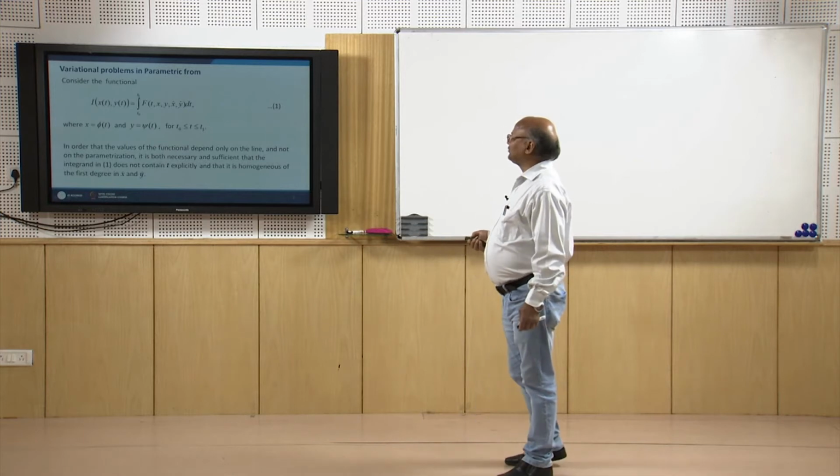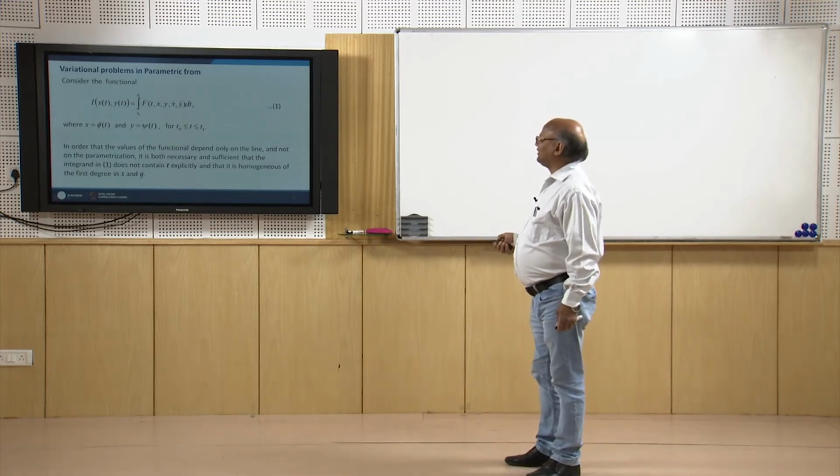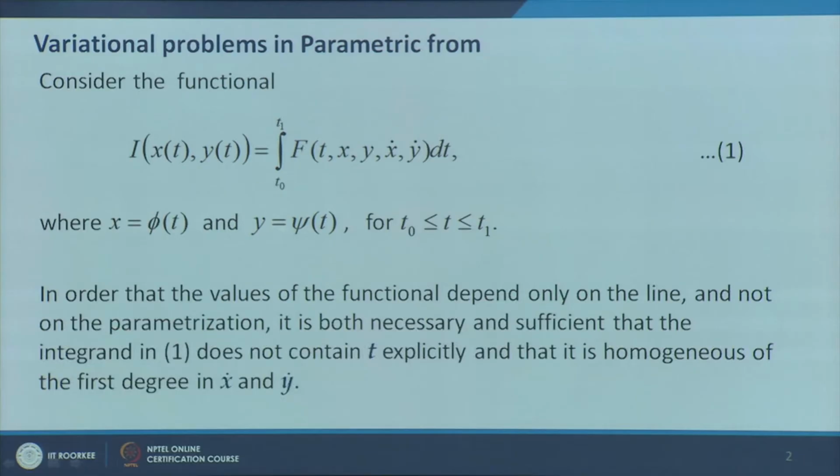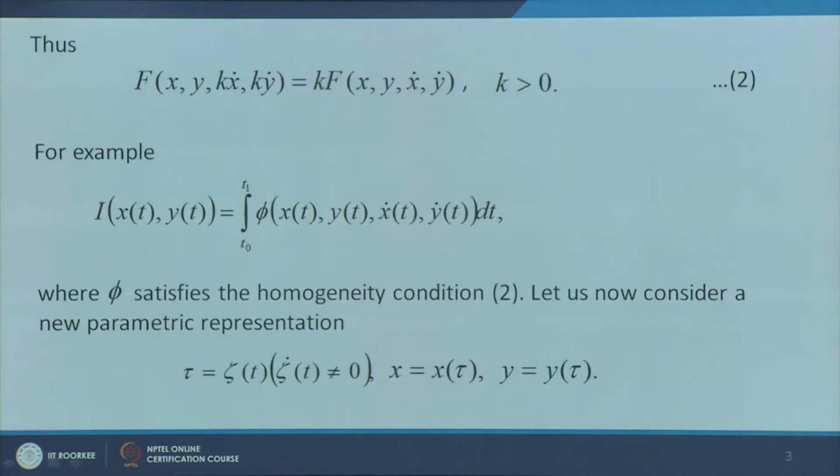Now, in order that the values of the functional depend only on the line and not on the parameterization, it is necessary and sufficient that the integrand in the integral does not contain t explicitly, and that it is homogeneous in the first degree in x dot and y dot. Now, what do we mean by homogeneity of the first degree in x dot and y dot? Here is the definition. The function f will be called homogeneous of first degree in the variables x dot, y dot if f(x, y, k x dot, k y dot) gives you k times f(x, y, x dot, y dot).